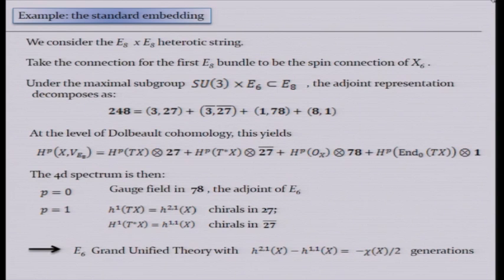So now I want to take my Dolbeault cohomology, and remember these Dolbeault cohomology groups are really (0,p) forms valued in a bundle, which is the adjoint representation of E8. Okay, so now I take this adjoint representation and I decompose it into these pieces and identify the various representations of SU(3) here with various bundles that they correspond to. Okay, so then we get some decomposition of the Dolbeault cohomology. There are four pieces here, so I'm going to get four pieces here. So let me just discuss the first one.